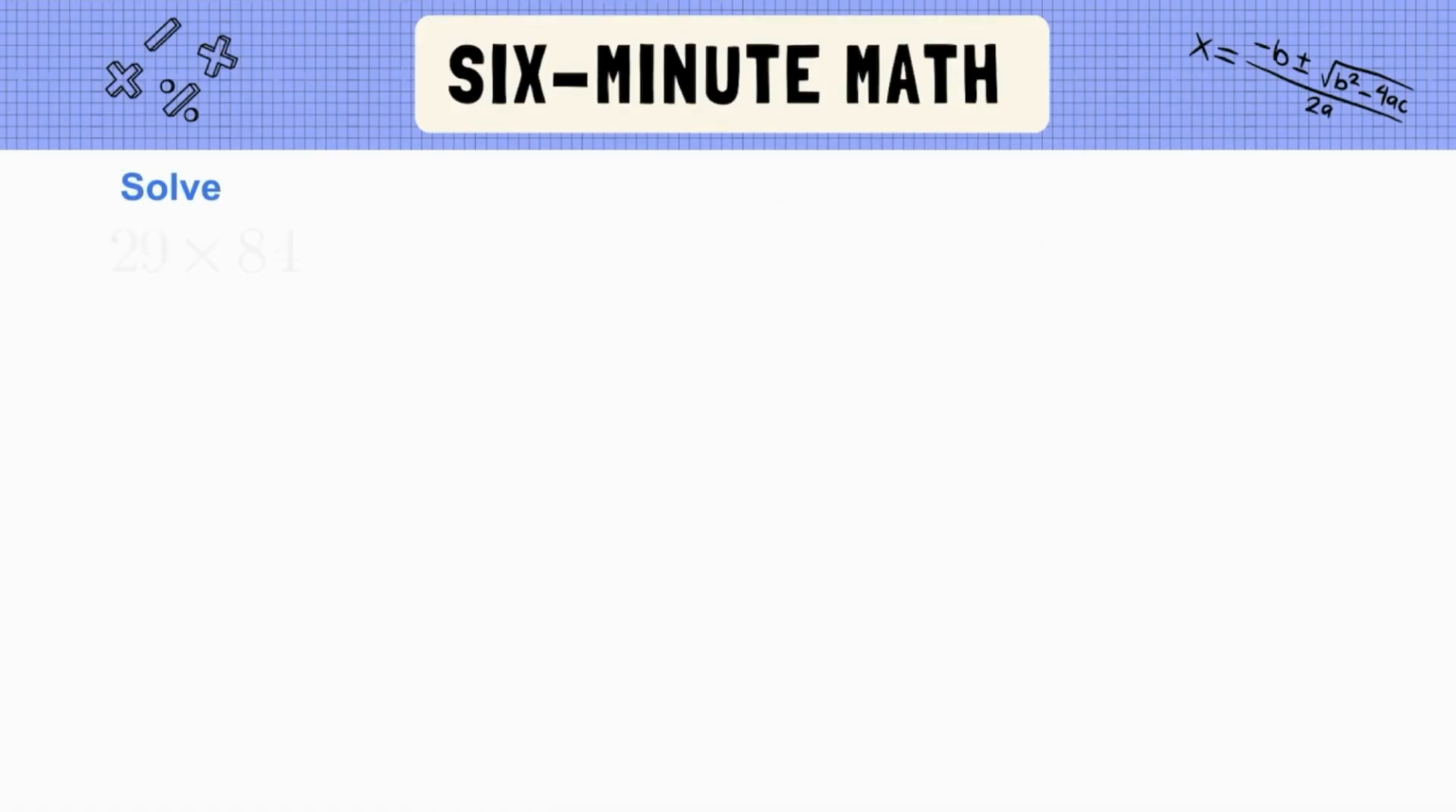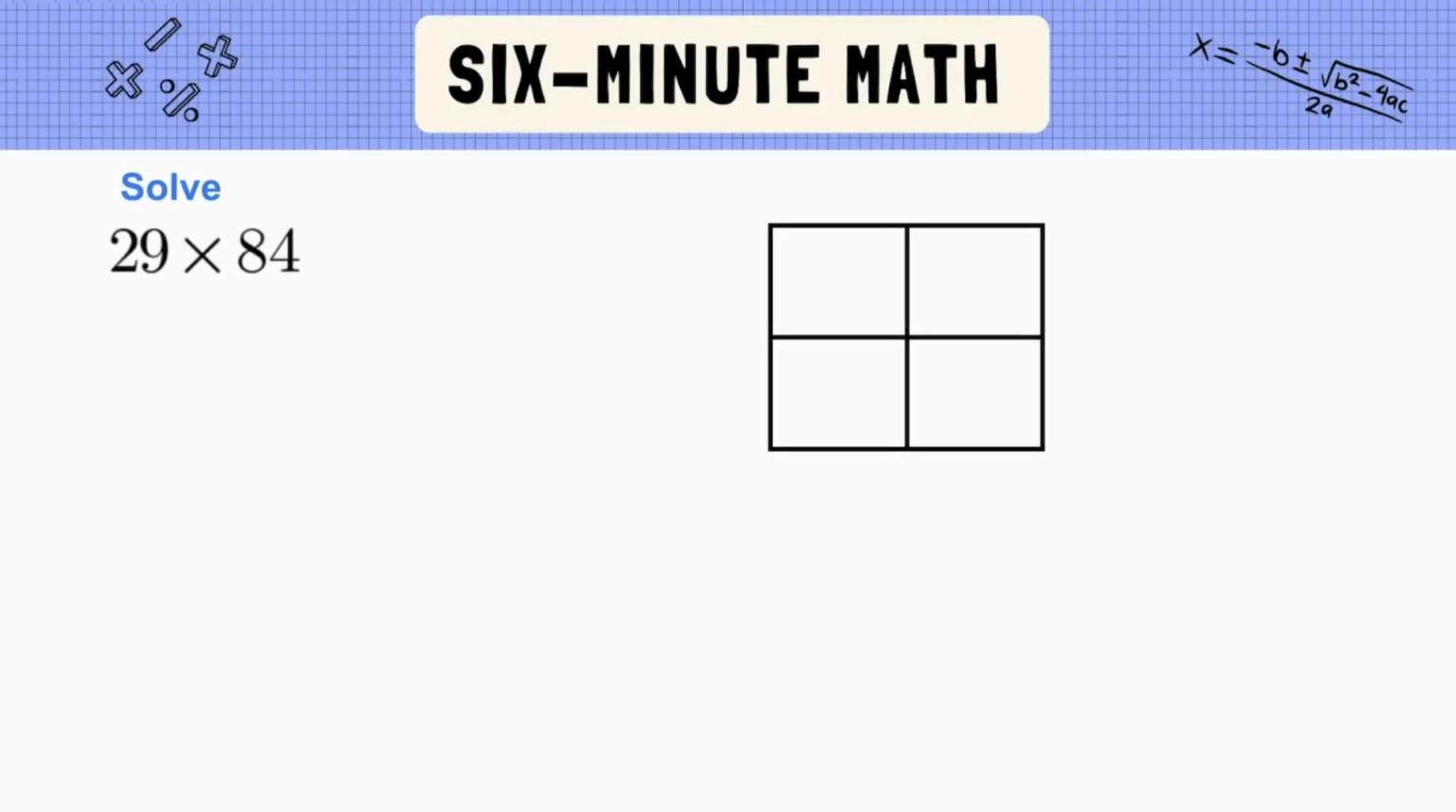Let's check out another example. We're going to multiply 29 and 84. We have 29 and 84. We start on our lower ones. 4 times 9 is 36. So I'm going to drop my 6 and carry that 3. 4 times 2 is 8, plus my 3 is 11.